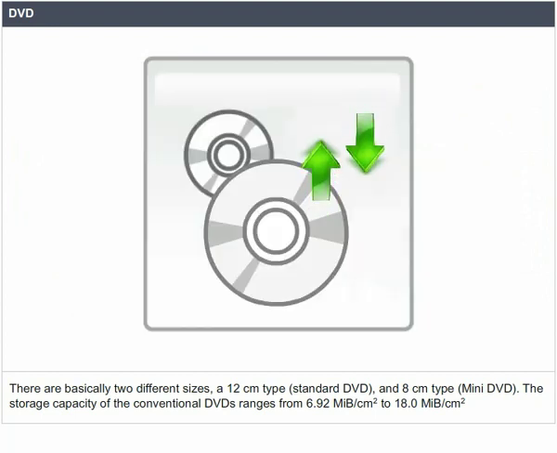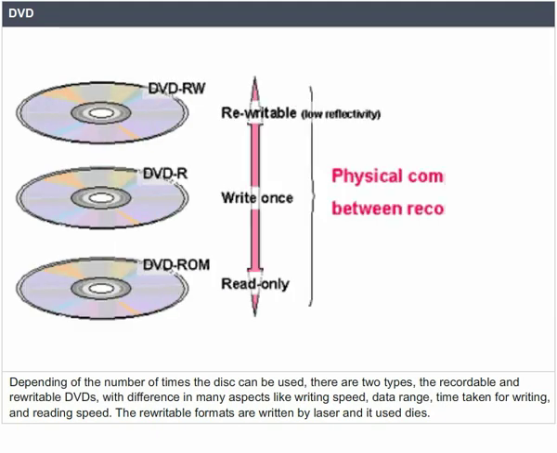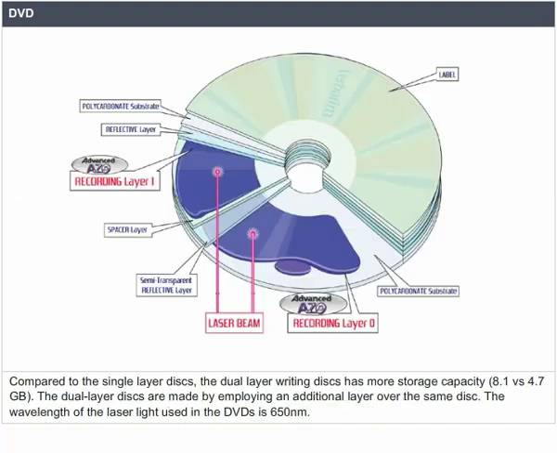Depending on the number of times the disc can be used, there are two types, the recordable and rewritable DVDs, with difference in many aspects like writing speed, data range, time taken for writing, and reading speed. The rewritable formats are written by laser and it uses dyes. Compared to single-layer discs, the dual-layer writing discs have more storage capacity, 8.1 versus 4.7 GB. The dual-layer discs are made by employing an additional layer over the same disc. The wavelength of the laser light used in the DVDs is 650 nm.